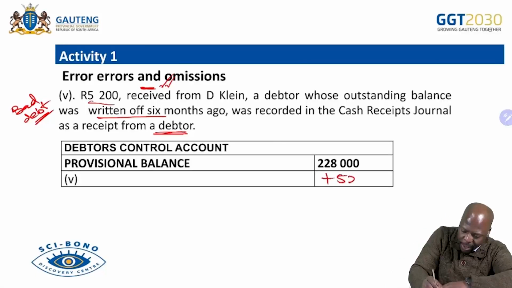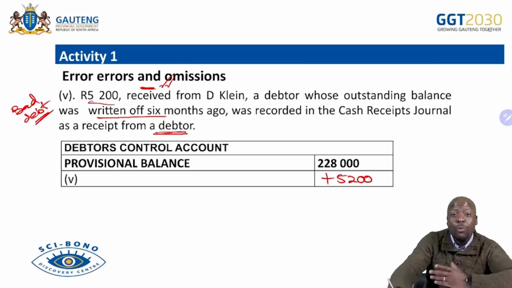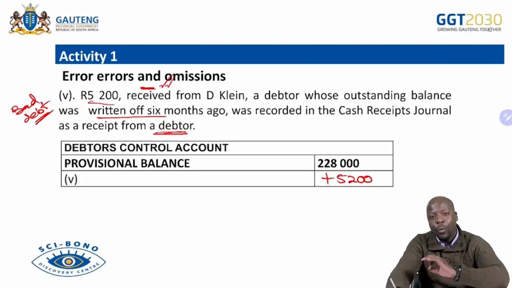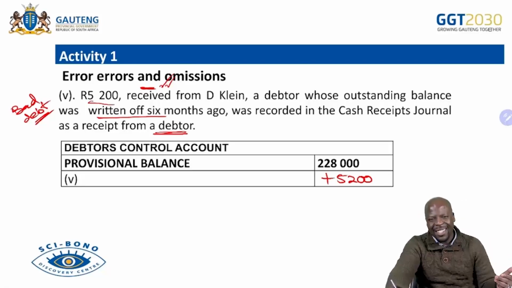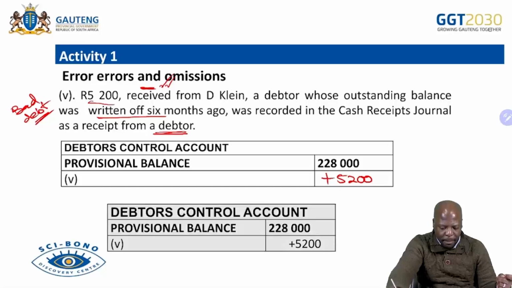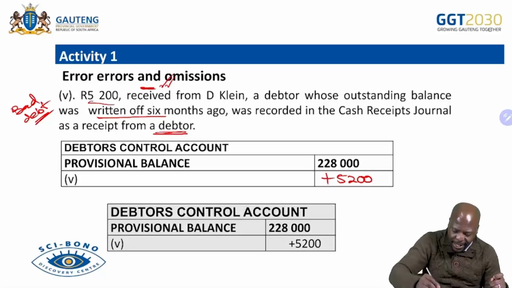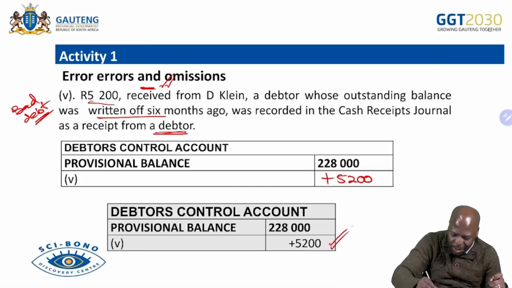We add 5,200 back. As simple as that. We add it back. Why? It was subtracted when it was not supposed to be subtracted. Okay, let's see how it would appear if it is nicely written. There it is, plus 5.2.